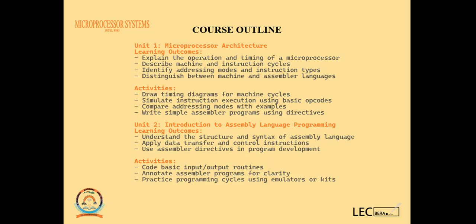The activities you will perform at the end of this unit include: you are supposed to draw what are called timing diagrams for machine cycles, and simulate instruction execution using basic opcodes. You have to compare addressing modes with examples, and then write simple assembler programs using directives. So that is the architecture of the microprocessor.